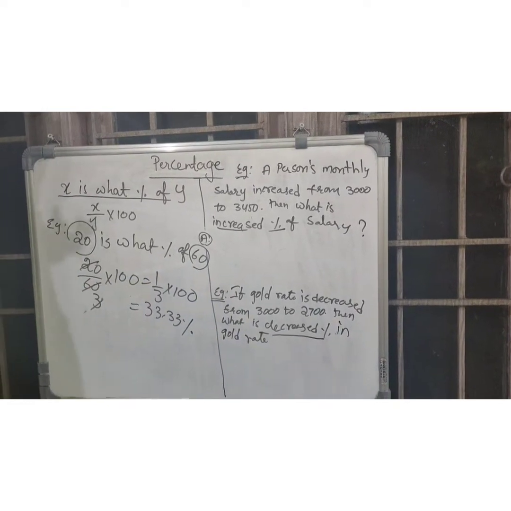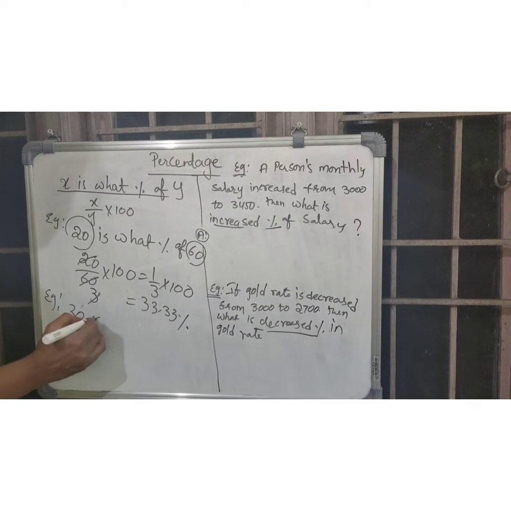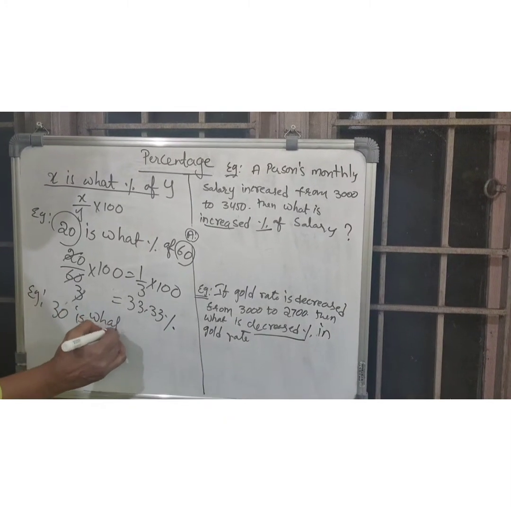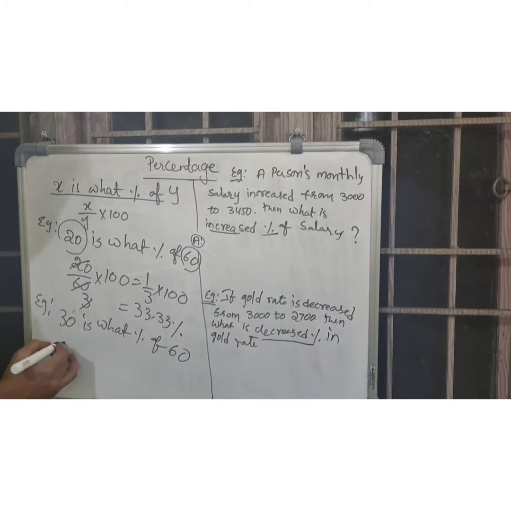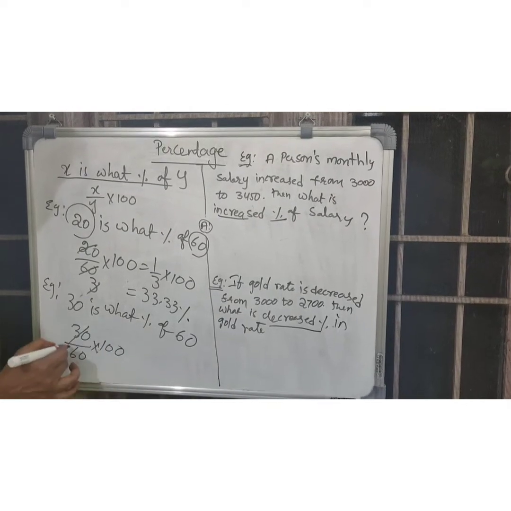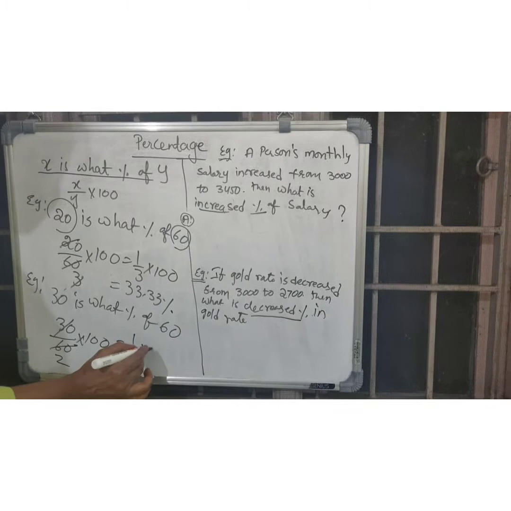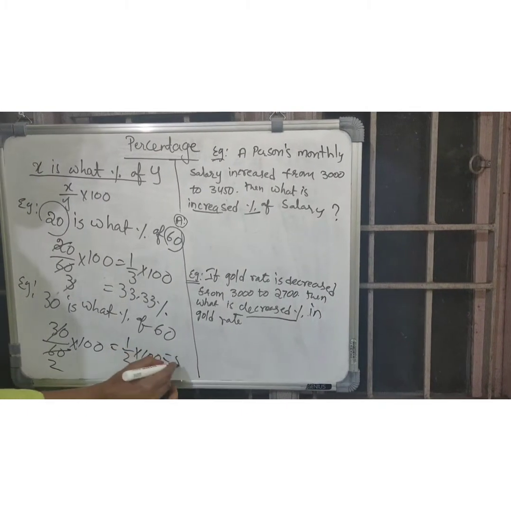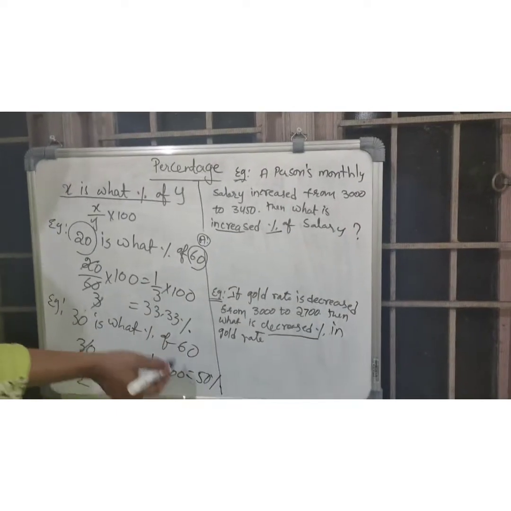In the same way, 30 is what percentage of 60? Of course, 30 by 60 into 100, that is 1 by 2 into 100, which is nothing but 50%. So 30 is 50% of 60.